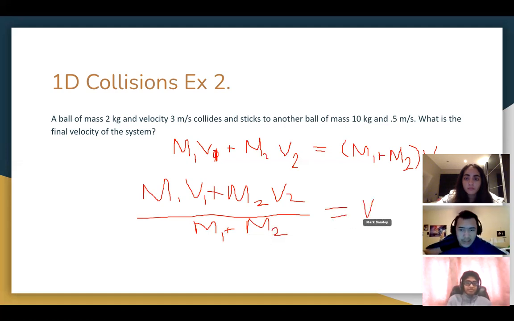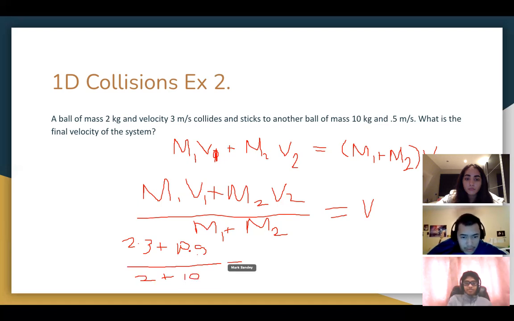Then we just plug everything in and we have 2 times 3 plus 10 times 0.5 over 2 plus 10, which is equal to 0.92 meters per second. And that's our final answer.